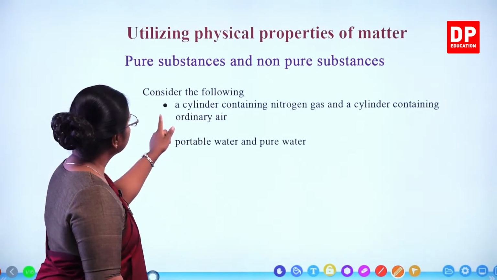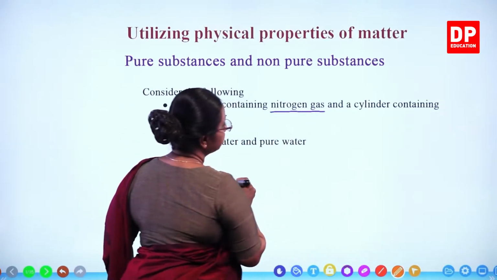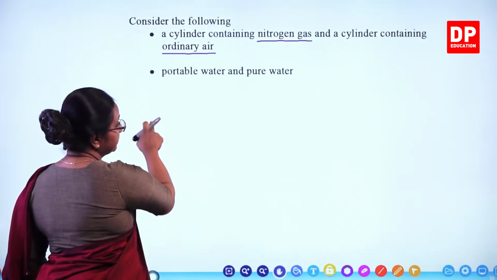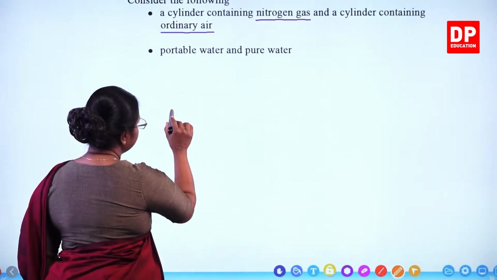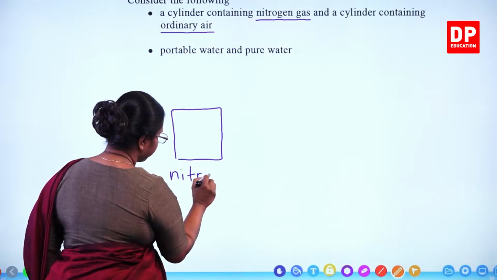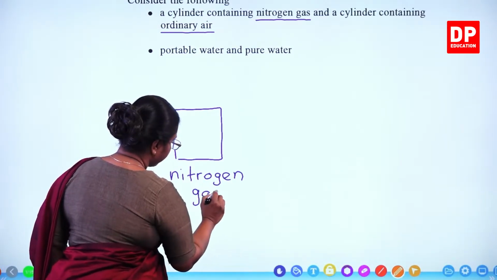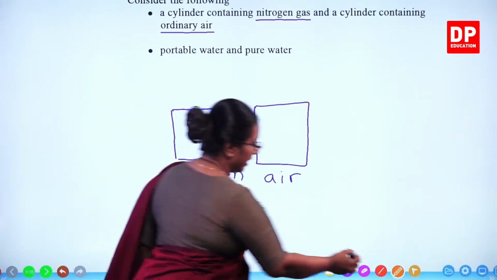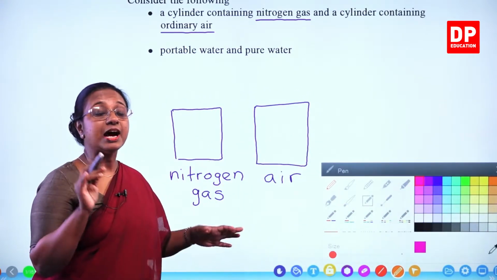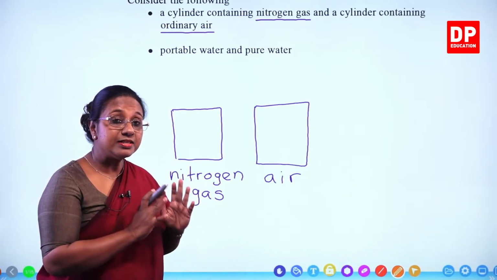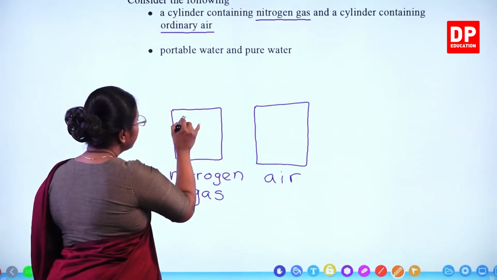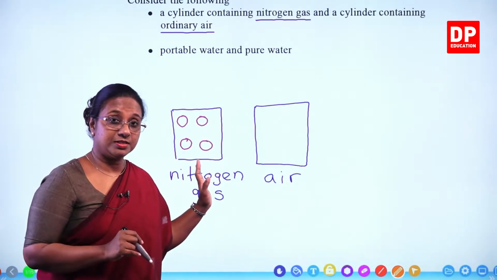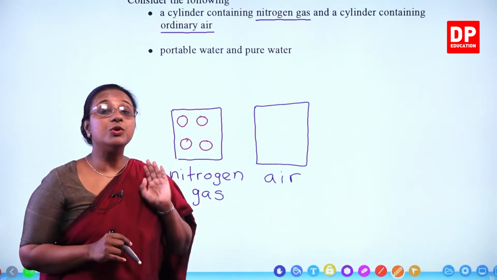The first example, a cylinder containing nitrogen gas and a cylinder containing ordinary air. Now, let's say there's a cylinder containing nitrogen gas and a cylinder containing air. When we say nitrogen gas, it is only nitrogen gas constituent particles. So here we will only have nitrogen gas particles, only one type of constituents. This type is known as pure substance.